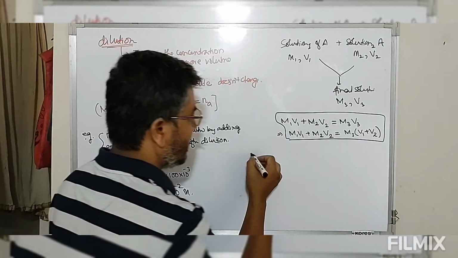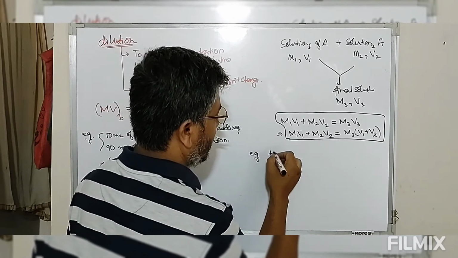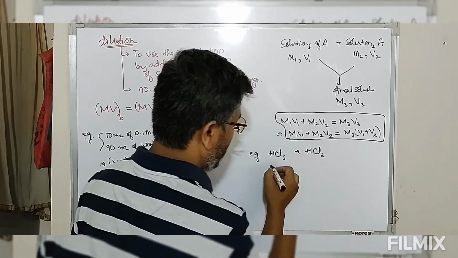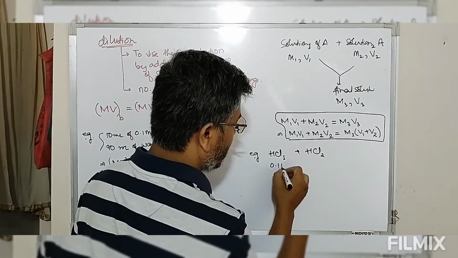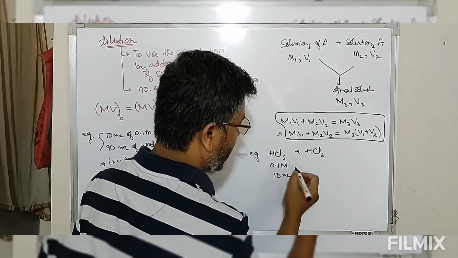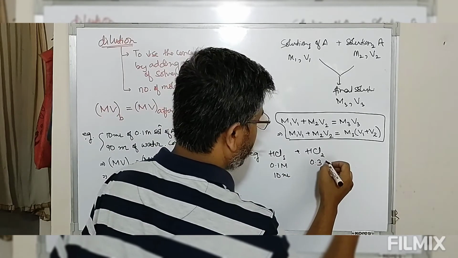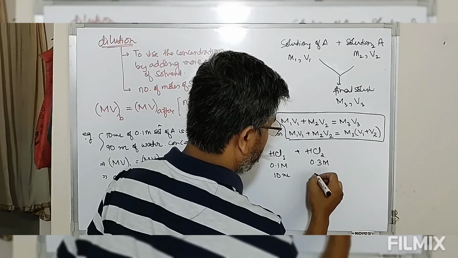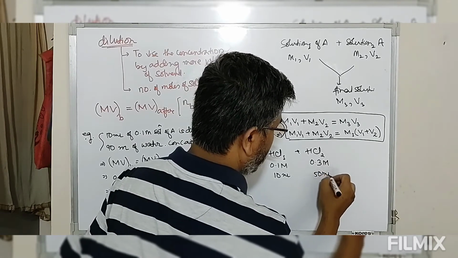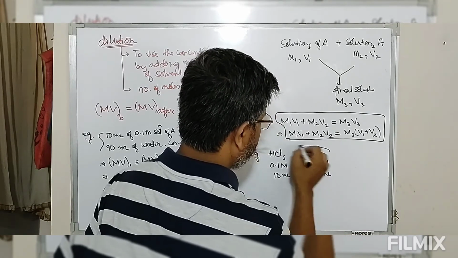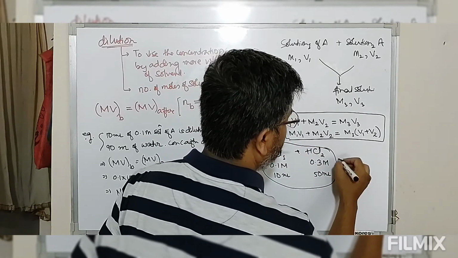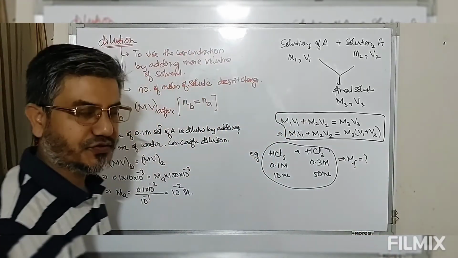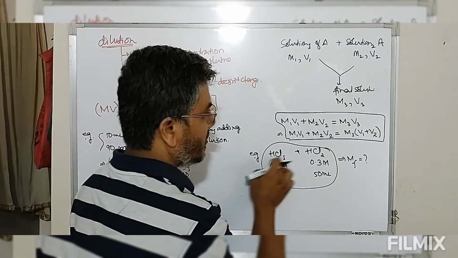Let me explain here. HCl solution 1 is mixed with HCl solution 2. The concentration is 0.1 molar, 10 ml. This is 0.3 molar, 50 ml. Now after this mixing, find the final concentration of the solution. So we have this relation. This is solution 1, this is solution 2.